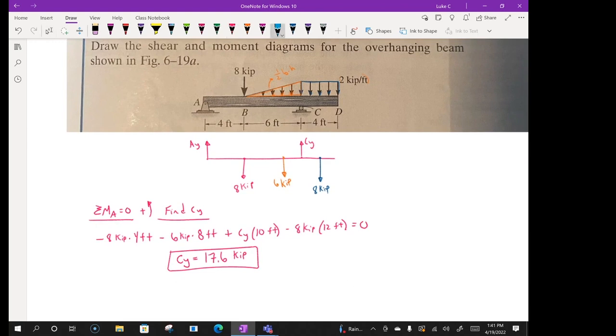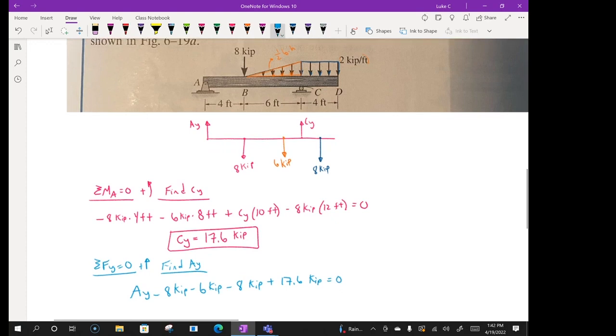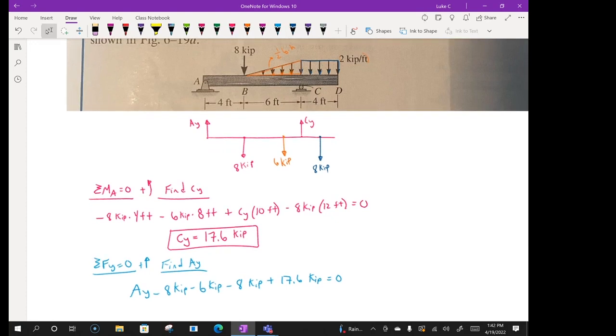So we end up with 17.6 kip for CY. And then we can just sum the forces in the Y and set it equal to 0. Up is positive. This can find AY. So we have AY minus 8 kip minus 6 kip minus 8 kip plus 17.6 kip. Did I do that correctly? Negative, negative, negative, positive, yep. And we get 4.4 kip.